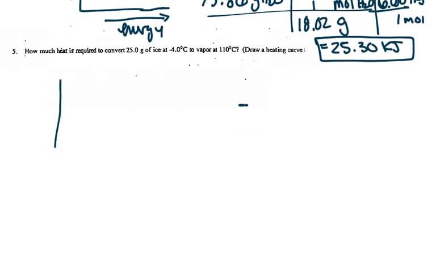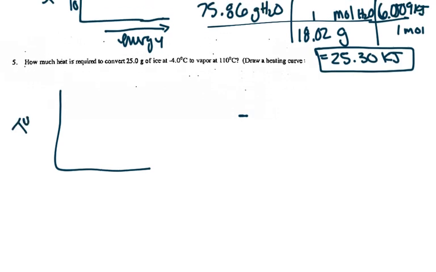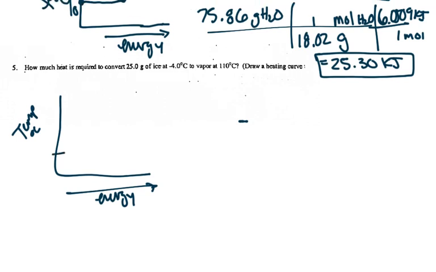So again, I'm going to start with a graph, and it says how much heat is, and so I'm just going to real quick label these: temperature, energy. Okay, so how much heat is required to convert 25 grams of ice at negative 4 degrees Celsius, that's where I'm starting. And it says to a vapor. I'm going all the way up to 110.